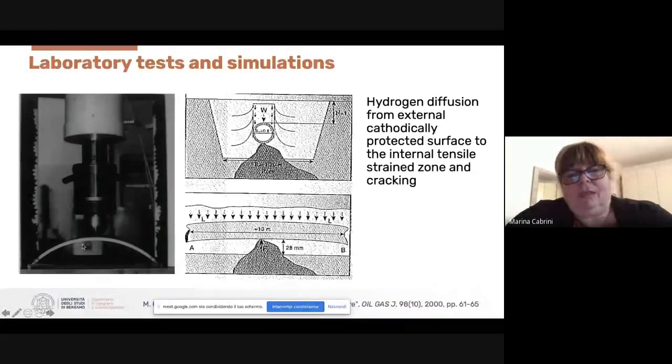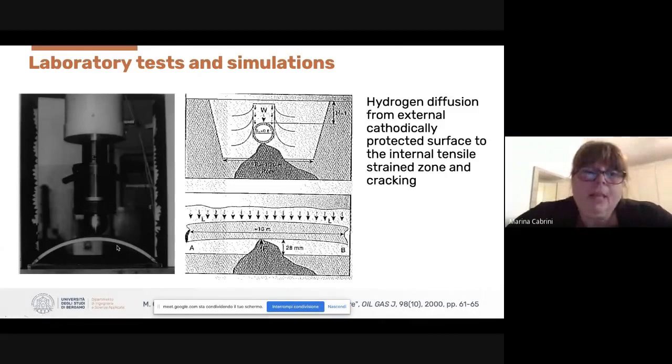This is a part of the pipe, this is an indent, and it was possible to realize a defect similar to the one observed in the field, but only when the hydrogen was supplied from the inner surface and not only from the external surface of the pipe. This is good for two reasons. The first is the time.